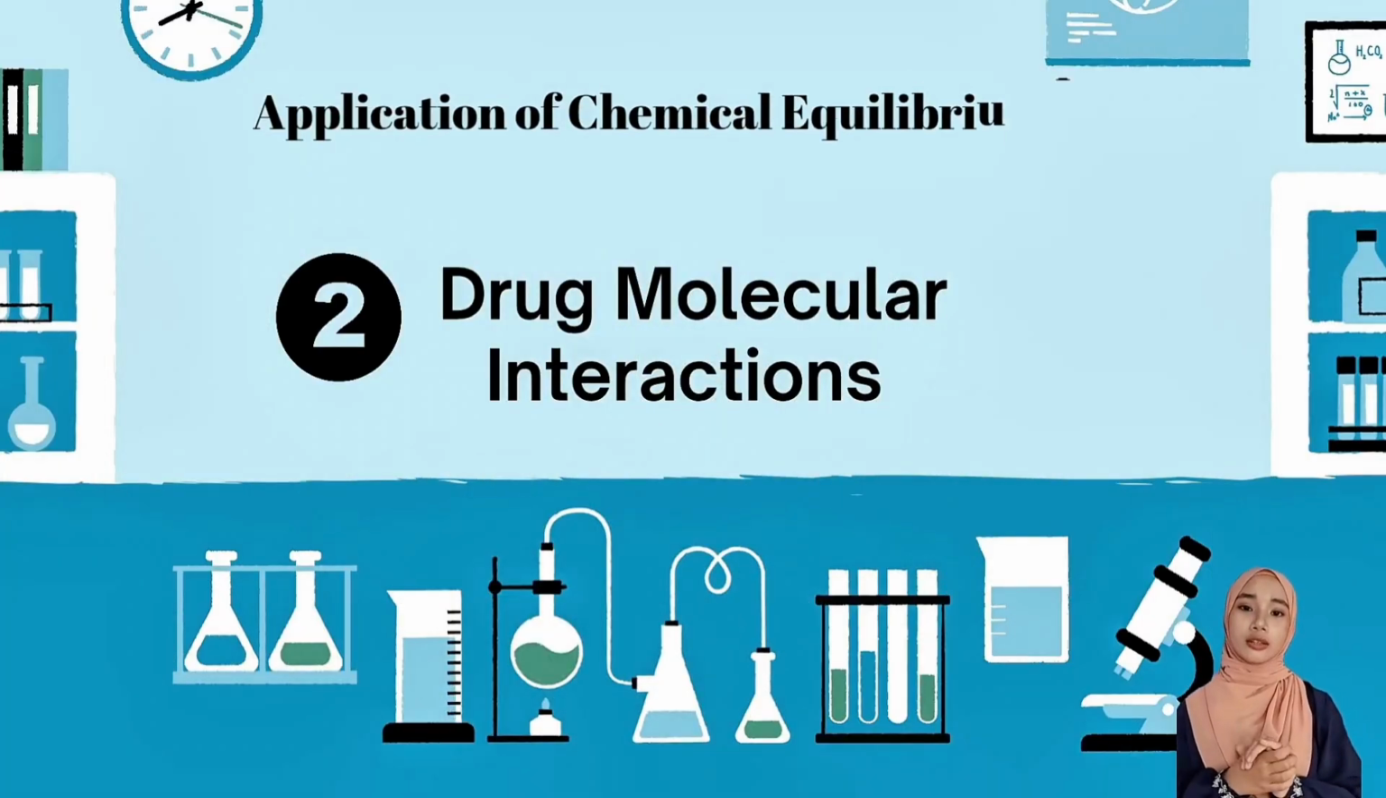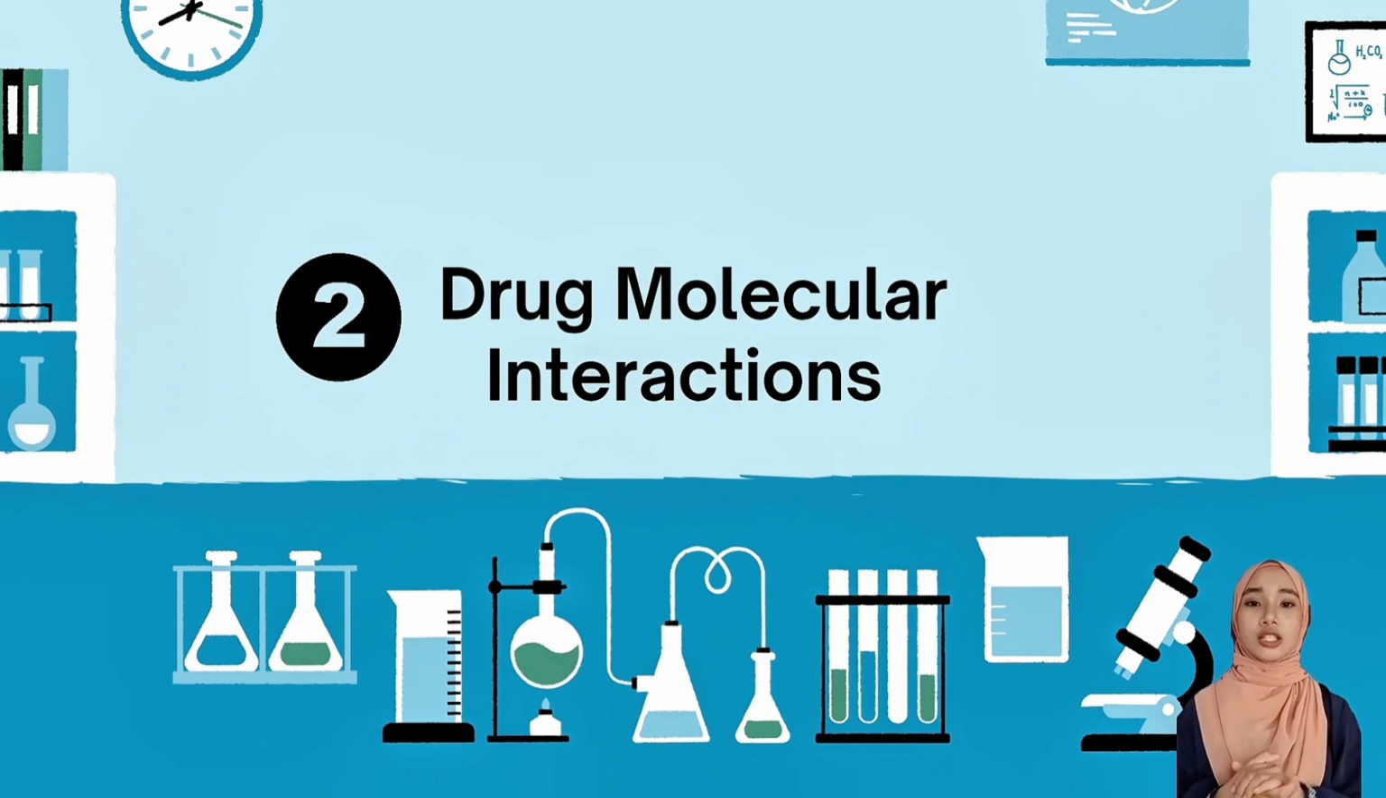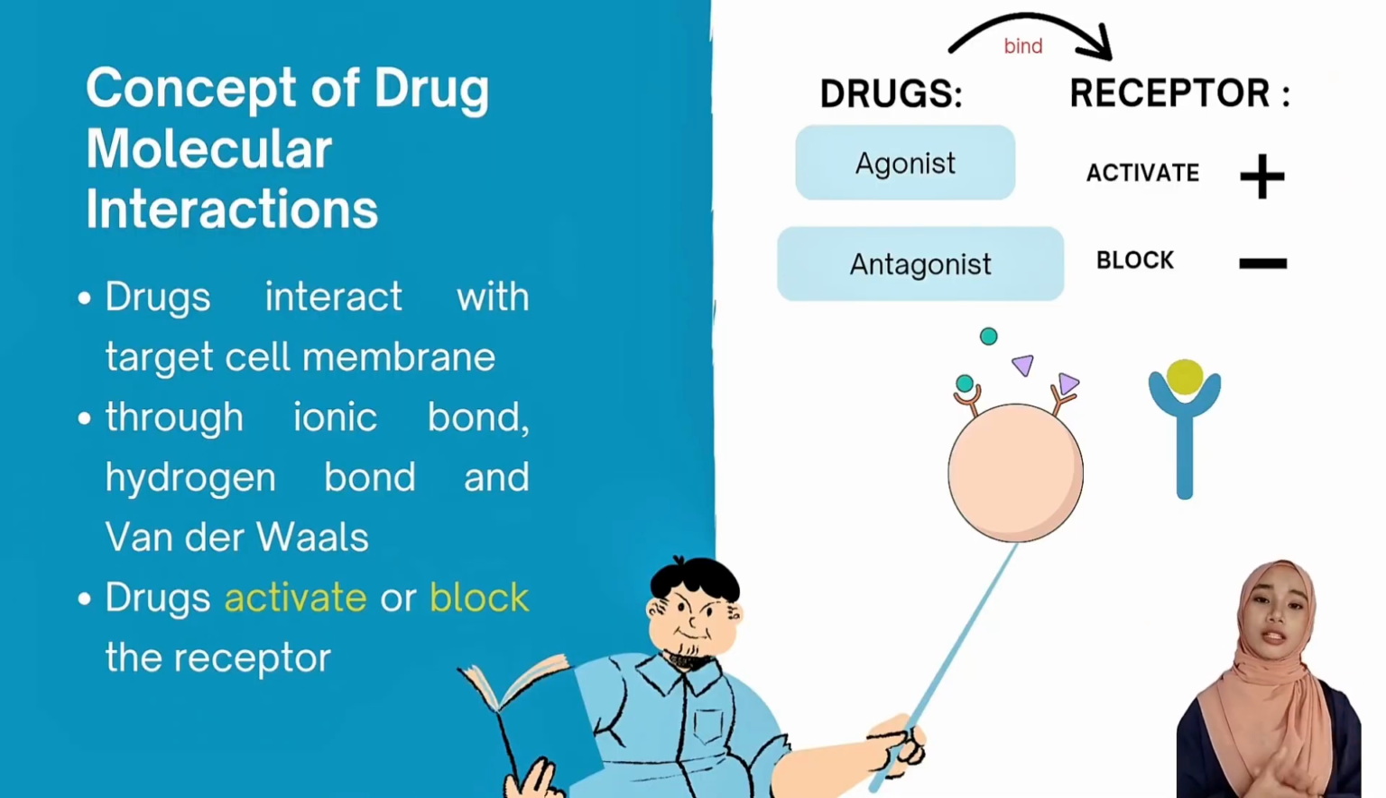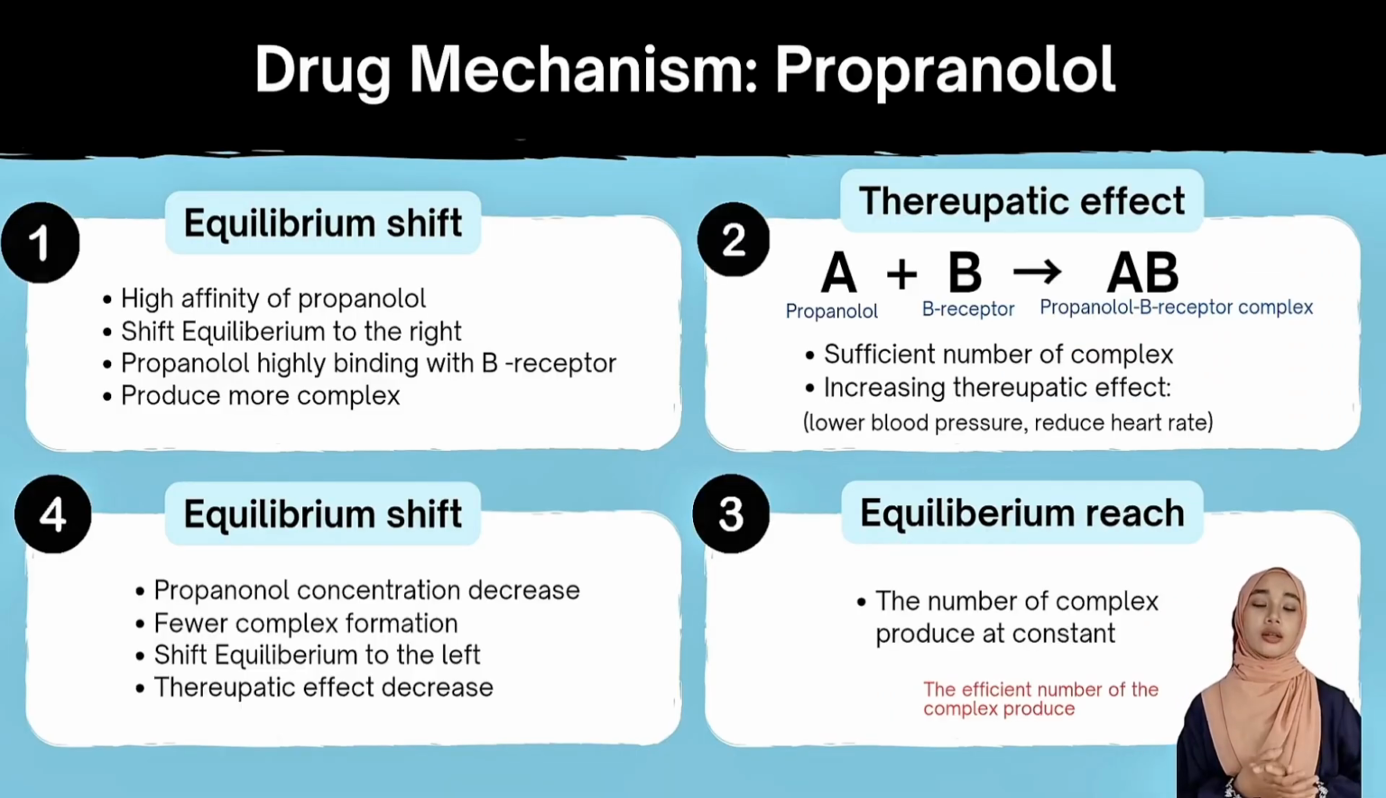So let me proceed to the next application of chemical equilibrium, which is the drug-molecular interaction. Drug-molecular interaction is the interaction between the drug and the target cell membrane, in which the drug will bind to the receptor, whether to activate or block the target cell. To understand this application better, let me explain the mechanism of propranolol, which is a drug that treats hypertension and heart disease.